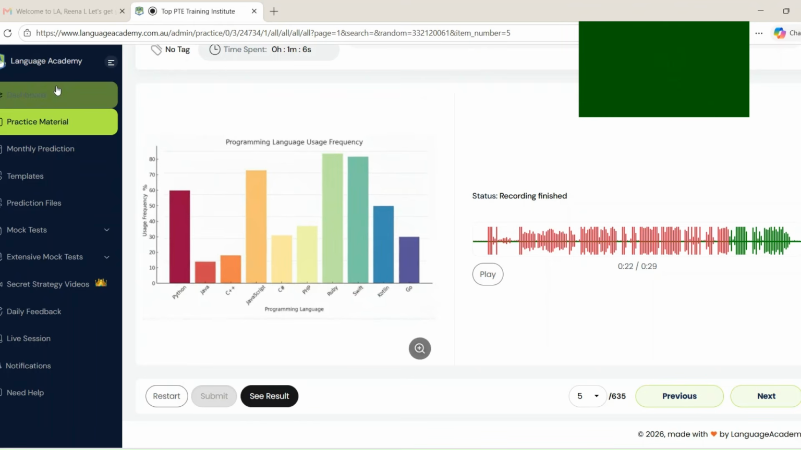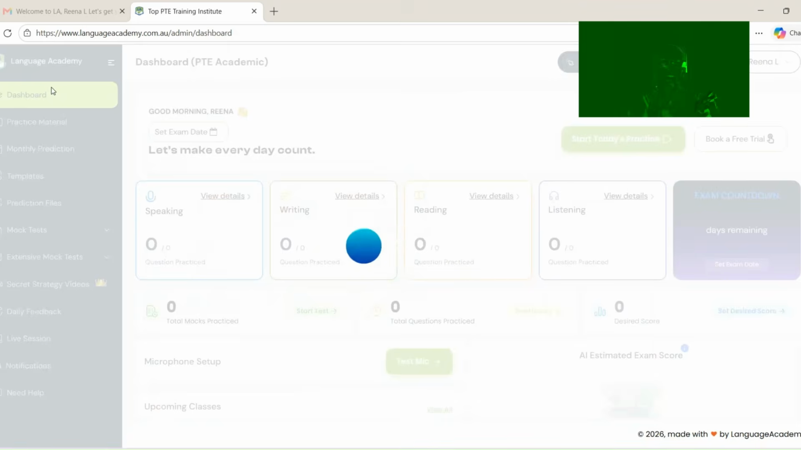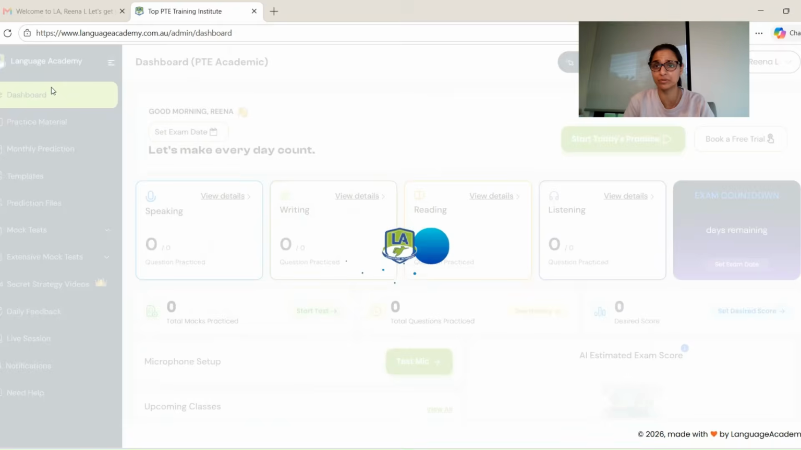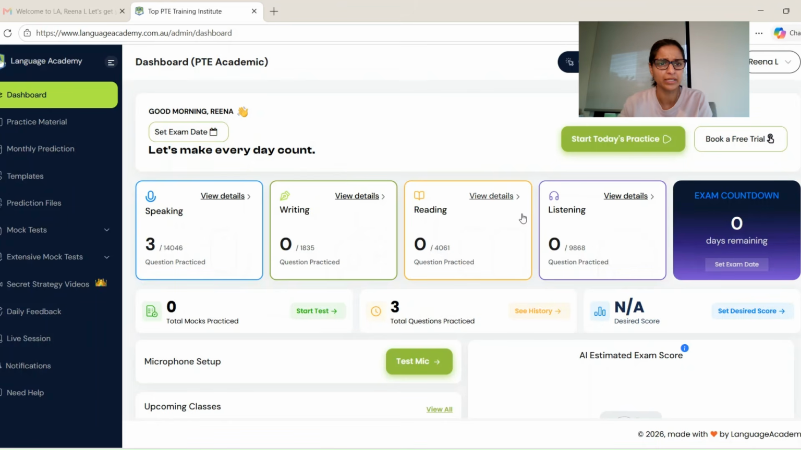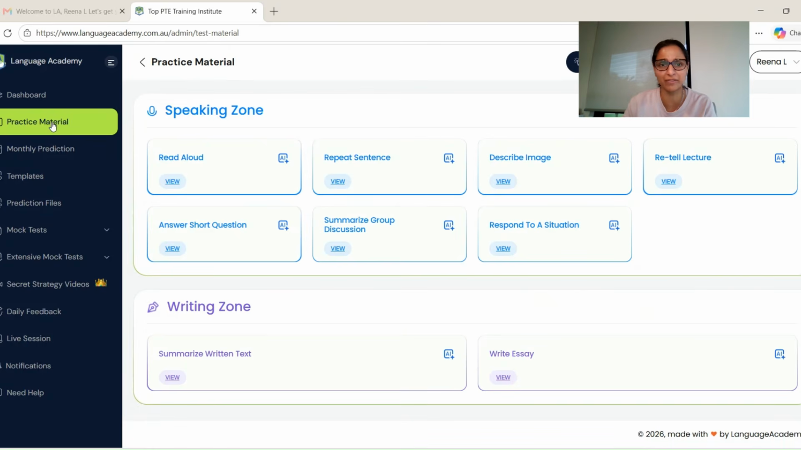Hello, friends! So I have signed up with Language Academy for the first time, and I will try out this platform for a couple of days. Let's see how we go. So far, so good. I have practiced it 3 times. No, I don't want to save my exam date. So let's practice a little bit. Let's keep using the platform.